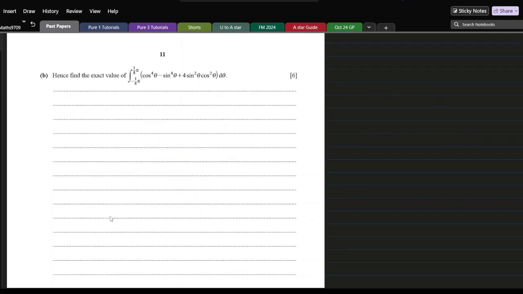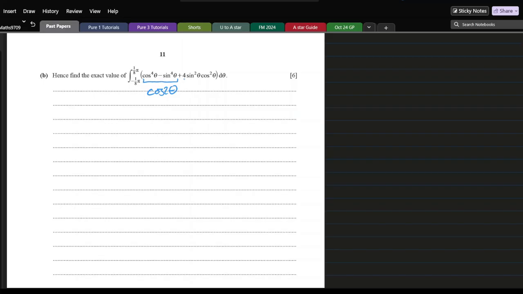Part B. Hence find the exact value of the integral from negative 1 over 8 pi to 1 over 8 pi of cos to the 4 theta minus sine to the 4 theta plus 4 sine squared theta cos squared theta d theta. Alright, so from part A, we know that this here is equal to cos 2 theta.